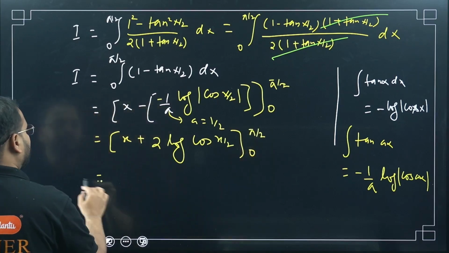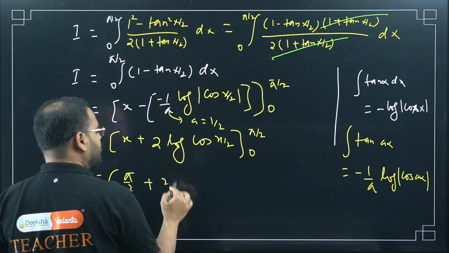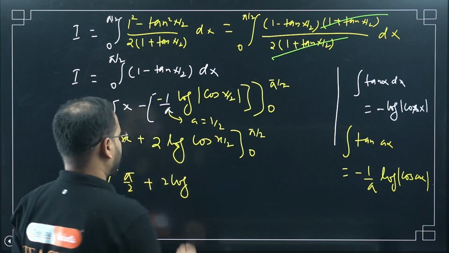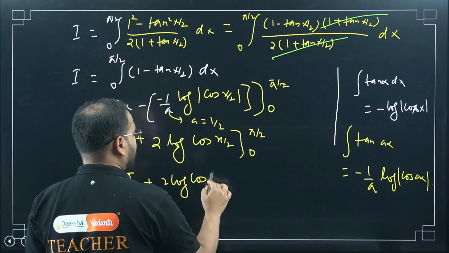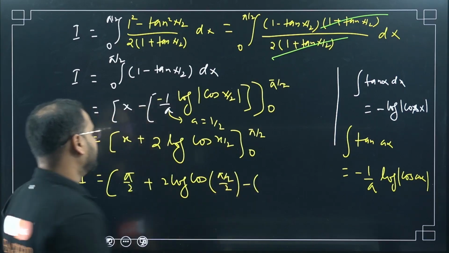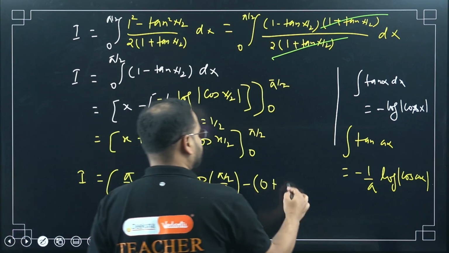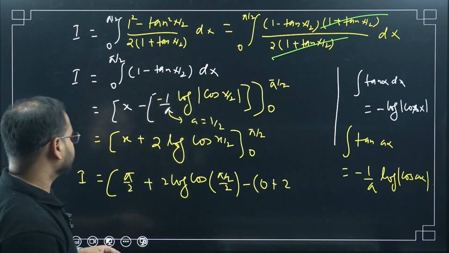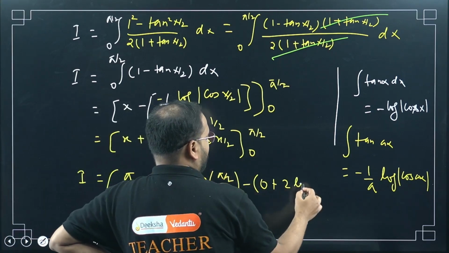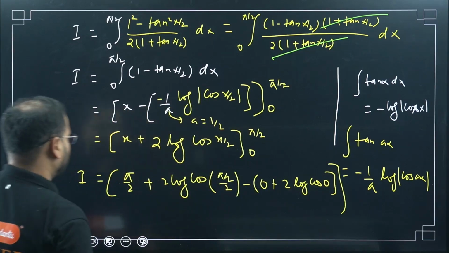Now substitute the value. For pi by 2, I'll get x as pi by 2 plus 2 log of cos of pi by 2 by 2, right? Now minus the lower limit. Please check, for x equals 0 it will become 0 plus 2 times log of cos 0. Log of cos 0 degrees. Okay, this is it.